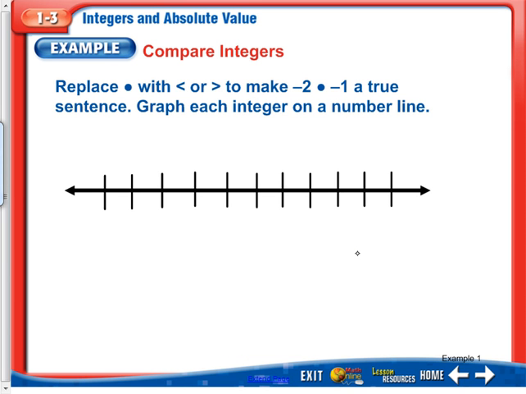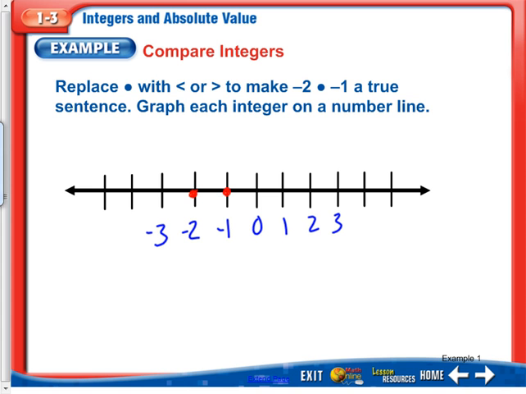Okay, so it says replace the dot with a less than or greater than symbol to make -2 dot -1 a true sentence, and graph each integer on a number line. So I'm going to go ahead and put 0 right here, and then to the right is always positive. So we're going to go 1, 2, 3, and actually I don't need any positive numbers because all I need to do is go negative. Now after 0 we go to -1, and then we go to -2 and -3. Now let's plot both of those points on the coordinate. Okay, so we have -2 is right here, and -1 is right here.